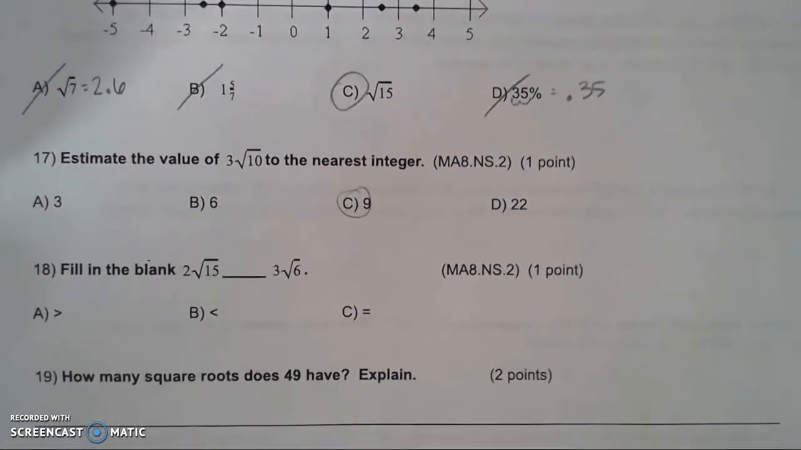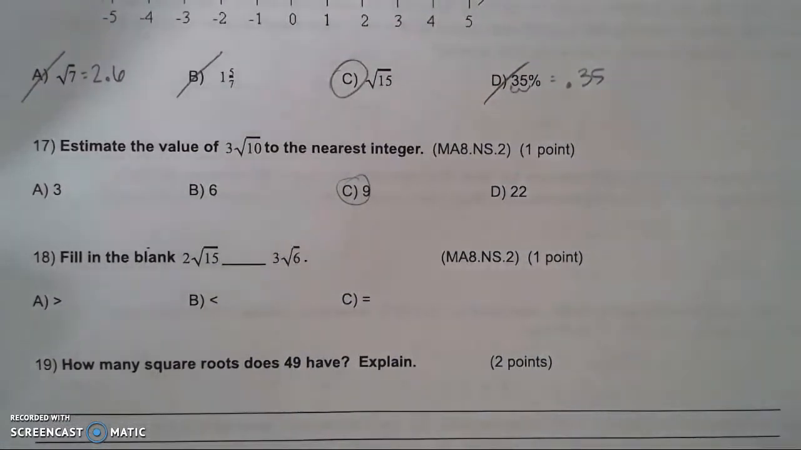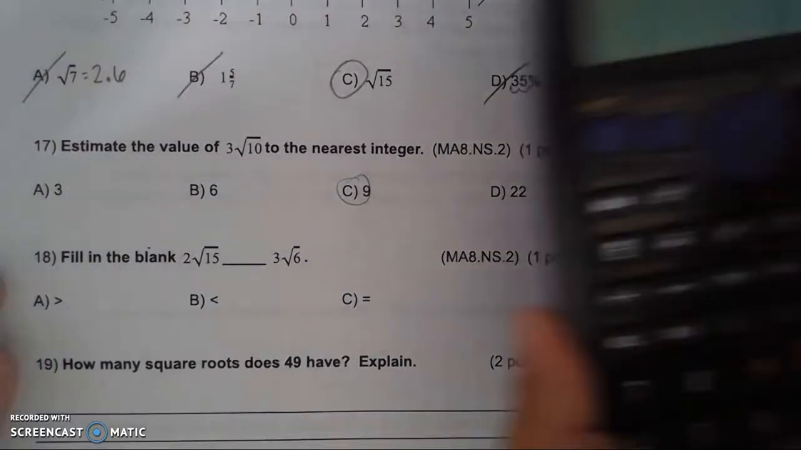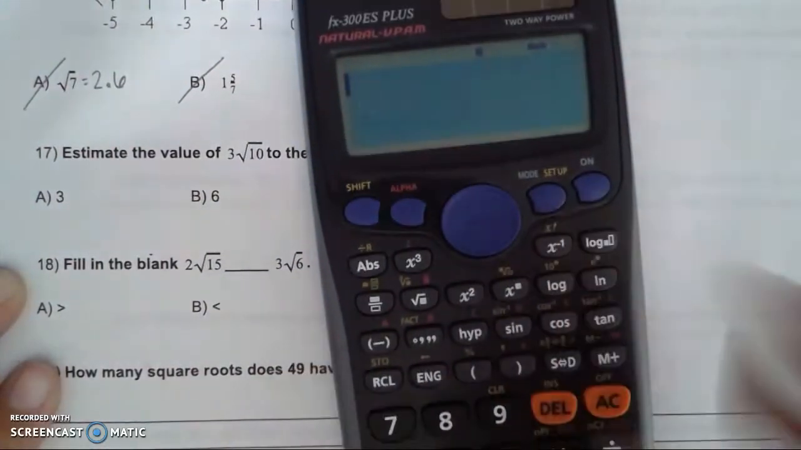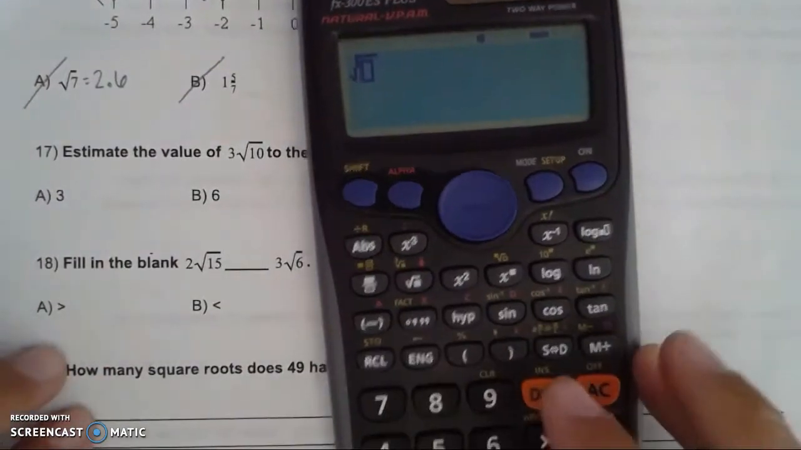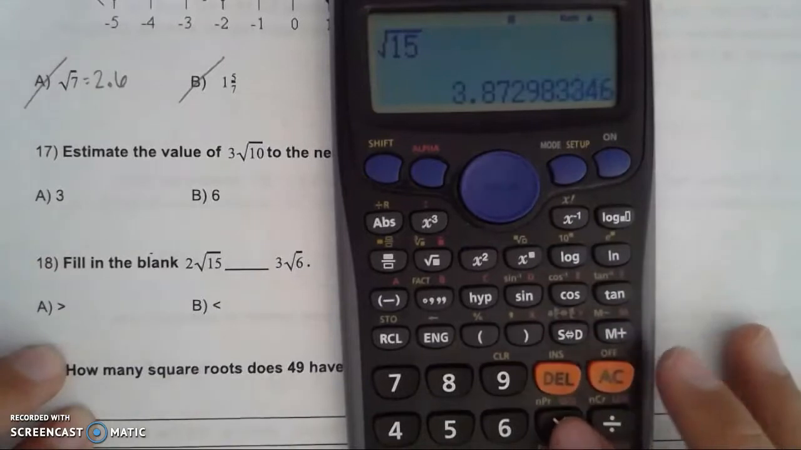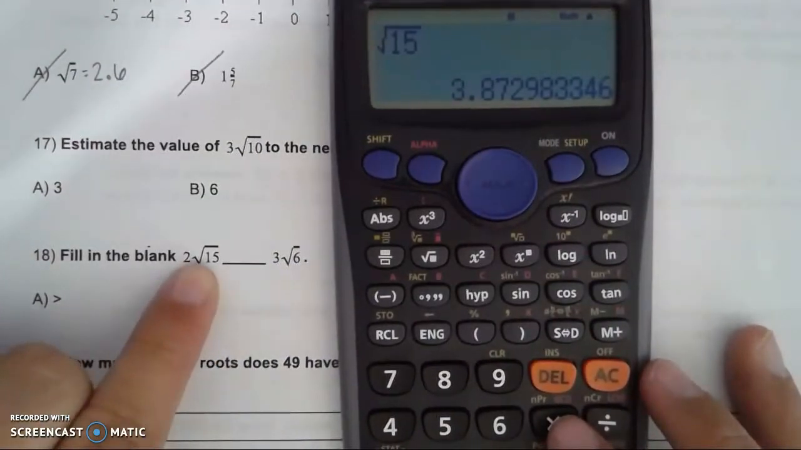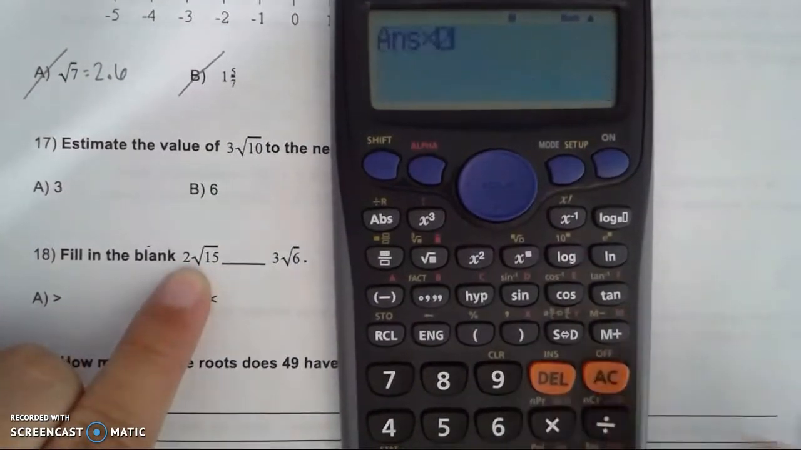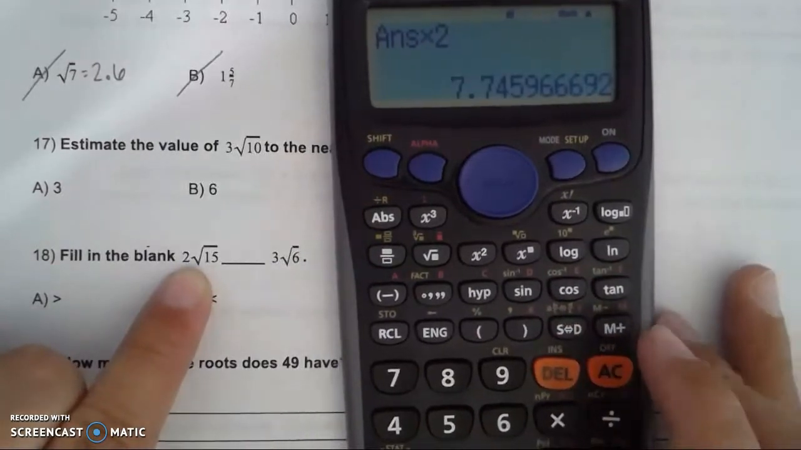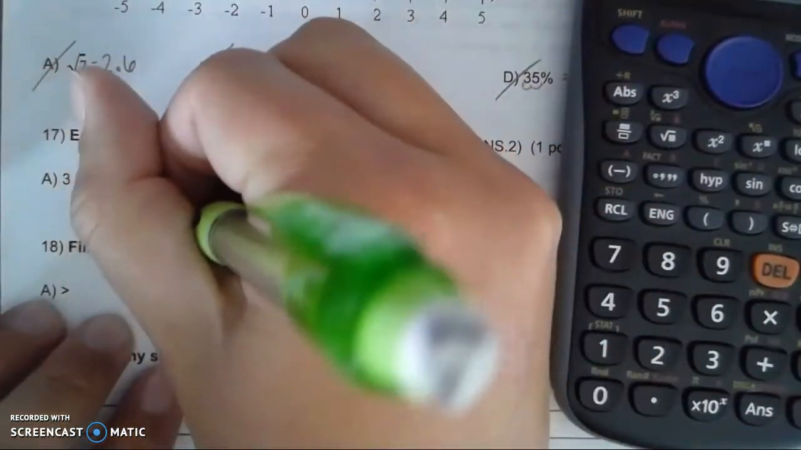All right, 18. Fill in the blank. 2 times square root of 15, 3 times square root of 6. So we will be doing the same thing as we just did for 17. I'm going to take the square root of 15 first. And then this number out front means I'm multiplying by it, so I can multiply by 2. And I get about 7.7 for this one.